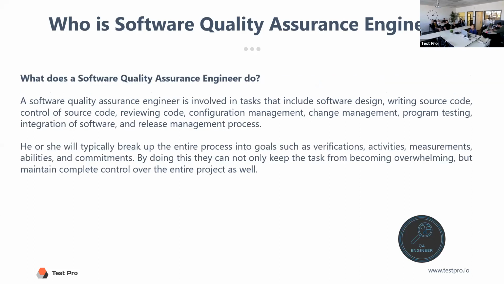So what does a software quality assurance engineer do? There's a variety of tasks, and we're going to list them here, simple and straightforward. A software quality assurance engineer is involved in tasks that include software design, writing source code, control of source code, reviewing code, configuration management, change management, program testing, integration of software, and release management process.